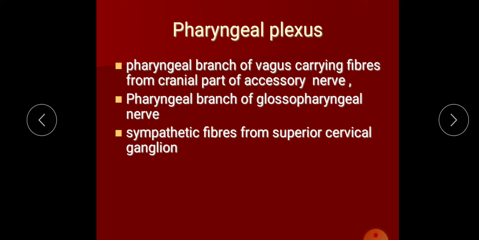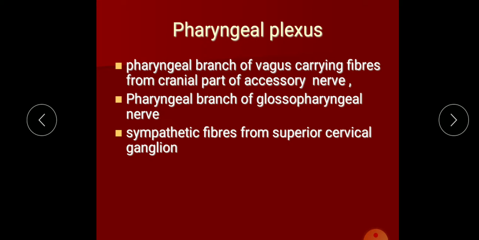So look at that. This pharyngeal plexus is mainly formed by the pharyngeal branch of the vagus carrying fibers from the cranial part of the accessory nerve. That's the most important thing. Along with that, you get a contribution from the pharyngeal branch of the glossopharyngeal nerve, plus a sympathetic fiber coming from the superior cervical ganglion. So these four components are there in the pharyngeal plexus.